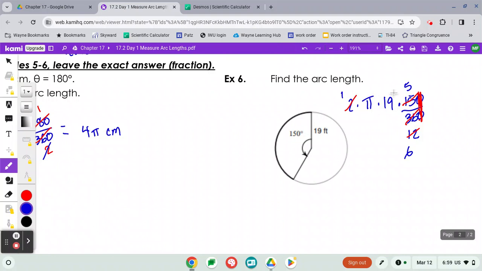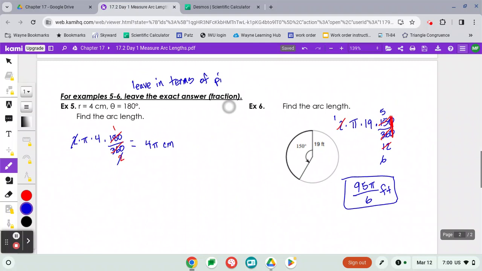So 1 times 19 is 19. 19 times 5 is 95. We're going to leave this as 95 pi all over 6. And this one is in feet. And so that would be our final answer in this particular case when it says to leave the exact answer or leave in terms of pi. On the front, we were very, very close, but we did round at the end, so it wouldn't be exactly correct.